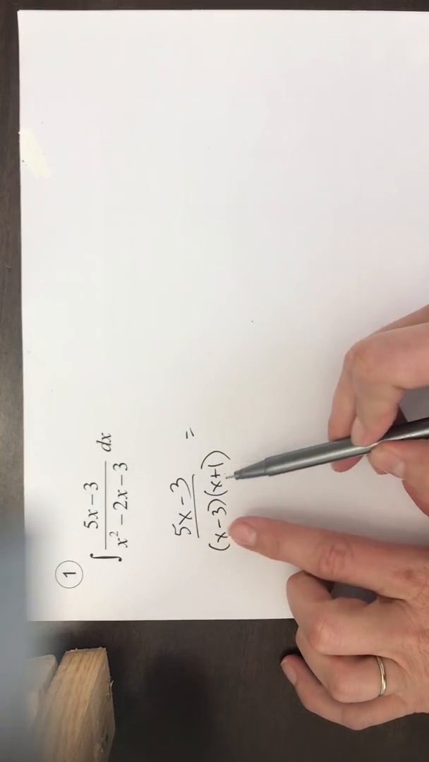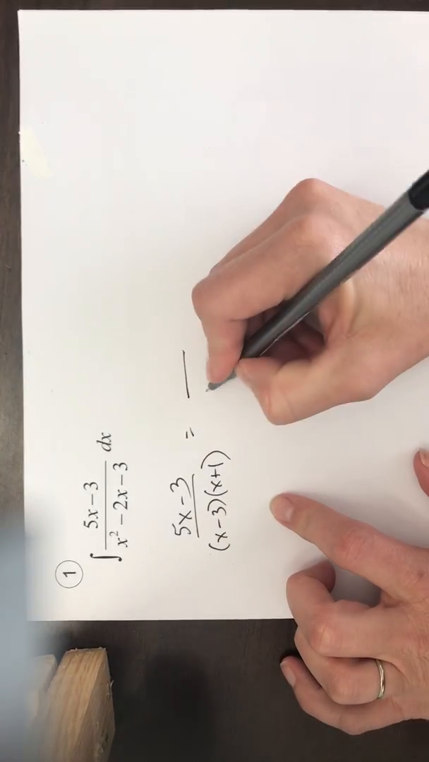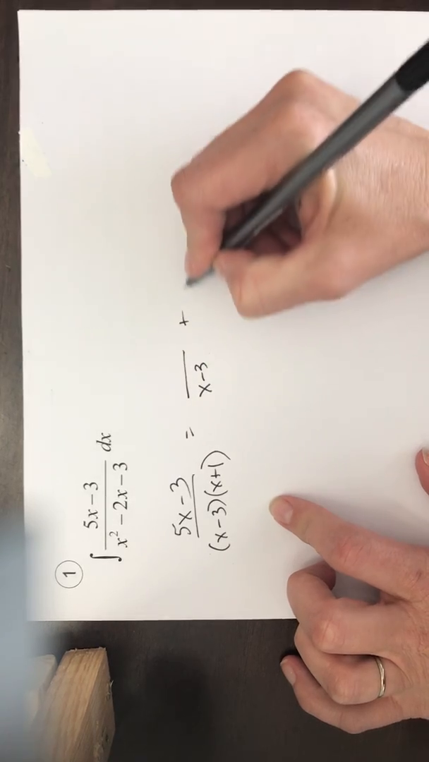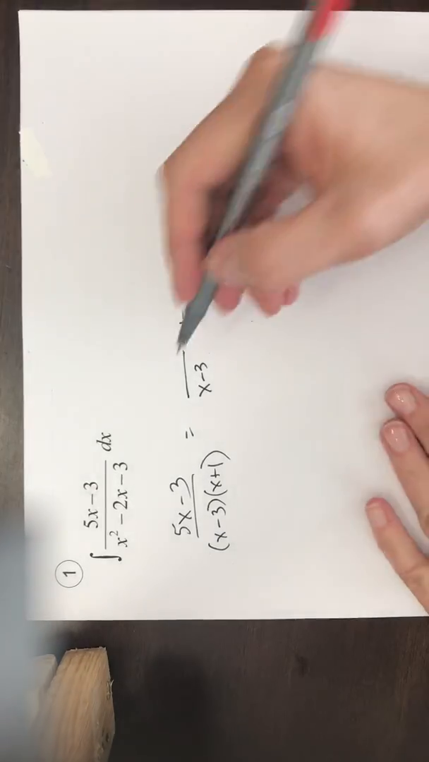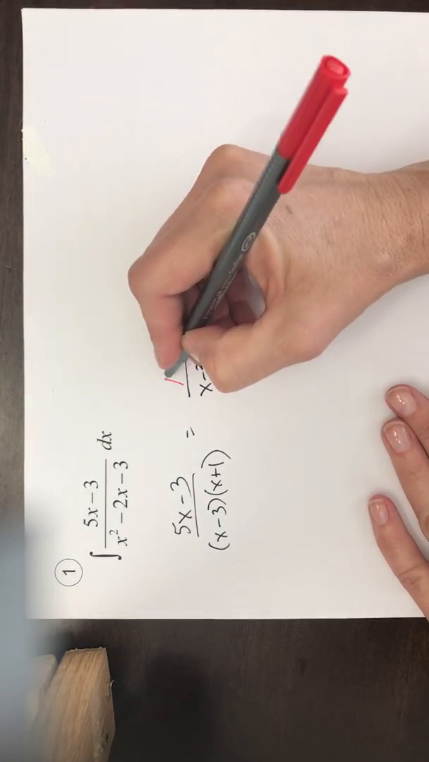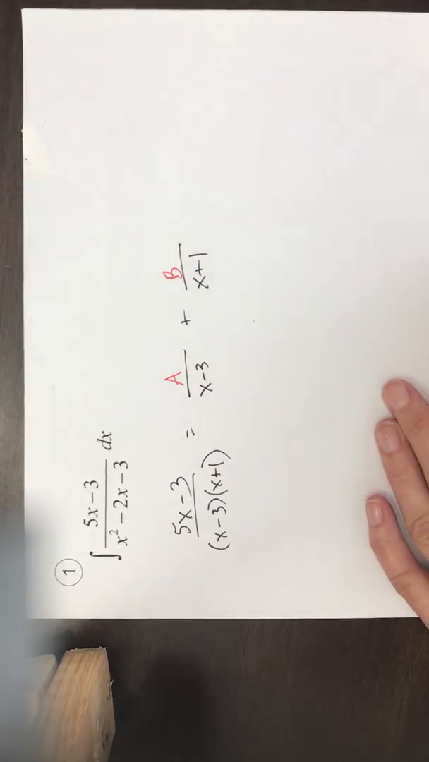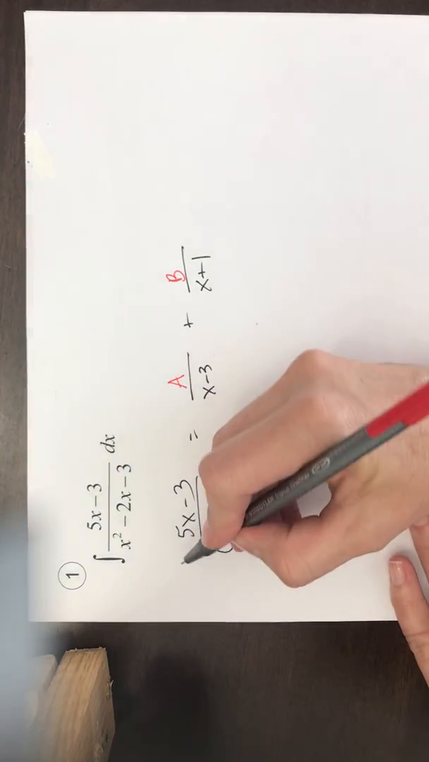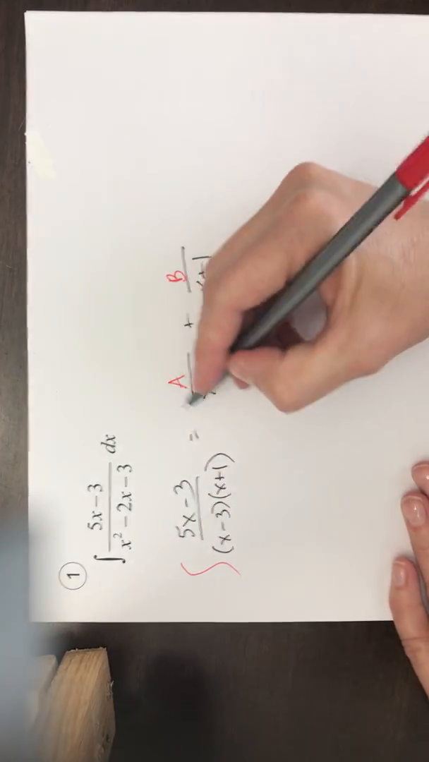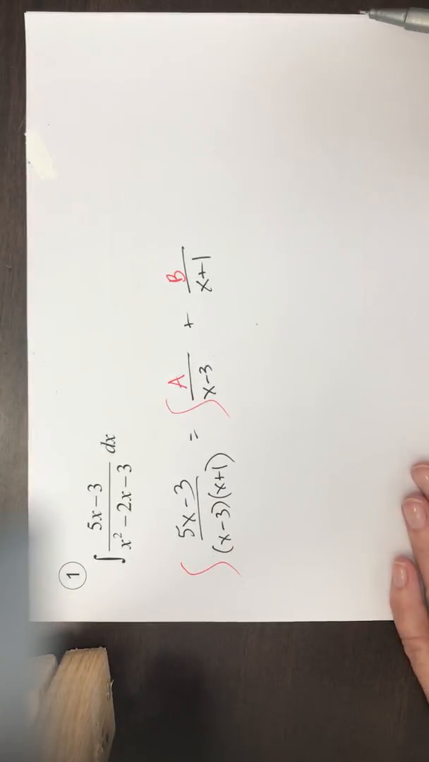So first you just got to know that it's going to turn into one fraction that has an x minus 3 and another one that has an x plus 1. Okay, and now our job is to figure out what goes here in the two numerators. We got to figure out what is A and what is B. And after we figure that out, integrating this would be the same as integrating this. So that's my goal.